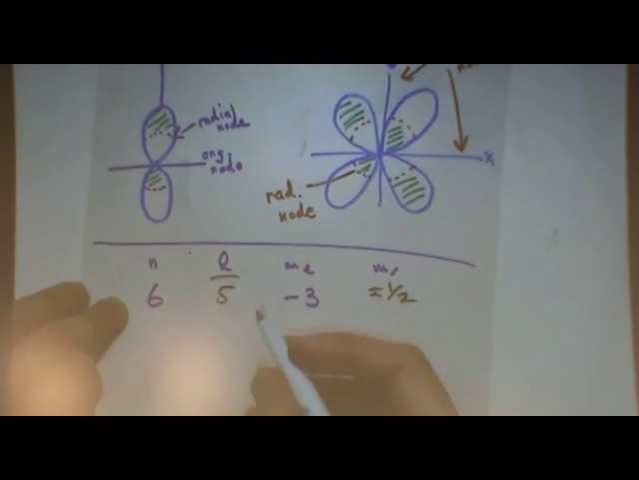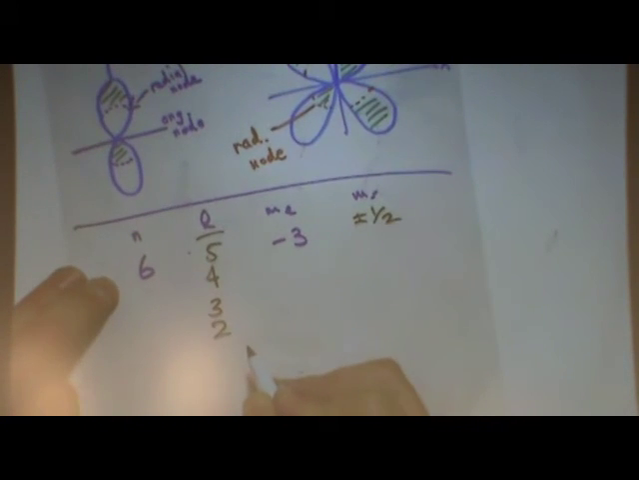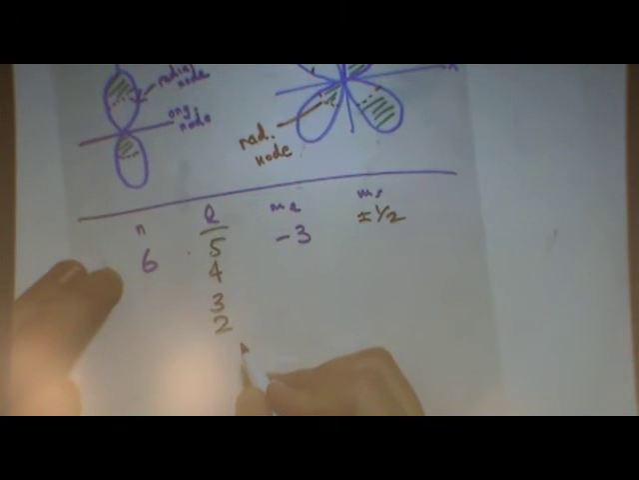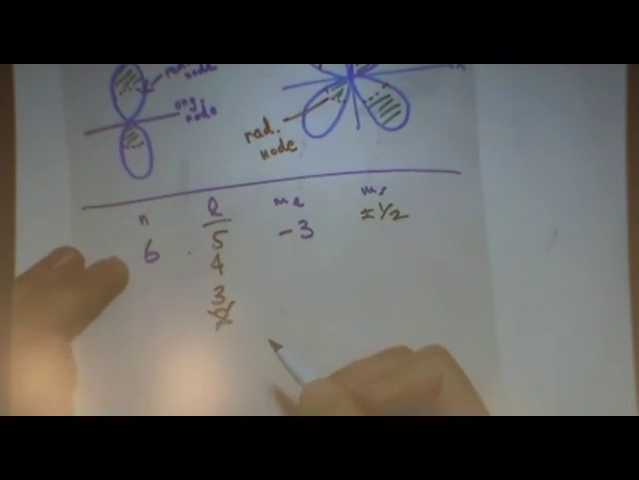Okay, l, what's the largest it could be? 5, that's right. It can't be 6, can't be equal or larger, so it could be smaller. Could it be 4? Yes. Could it be 3? Yes. 2? Okay, there's a fight now. It can't be 2, I agree. Normally it could be, but m sub l is given, so it's restricted by m sub l.